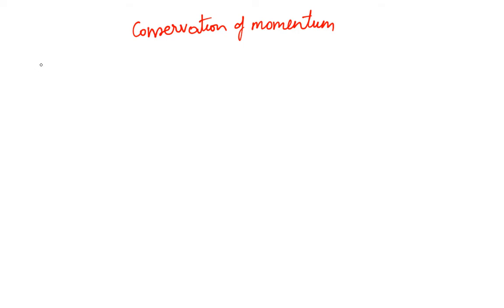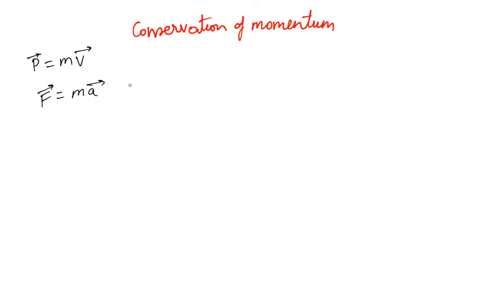So in this lecture we'll talk about conservation of momentum. In the last lecture we defined momentum as p = mv, and because v is the velocity vector, p should also be a vector, and m is just a scalar. We derived this from the definition F equals ma.